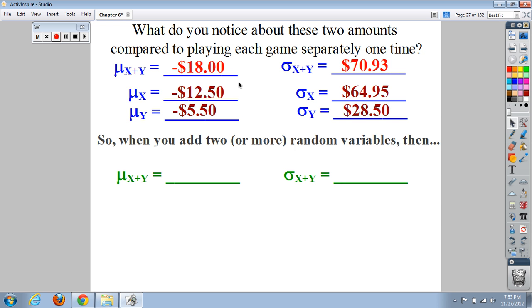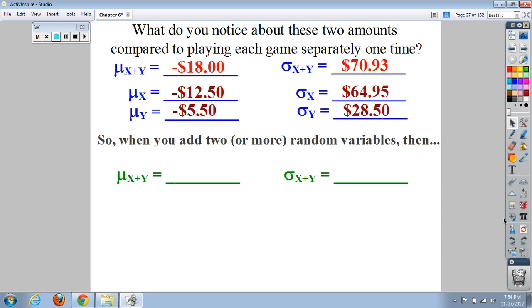So now, here are the two numbers we just came up with. The negative 18 for the mean, the $70.93 for the standard deviation. And these values here were the ones that we came up with in the last video. If we were to play one game of Babbo, here was the mean, negative $12.50. Here was the mean for one game of Zambo. And here were our standard deviations. Now here's what I want you to notice.